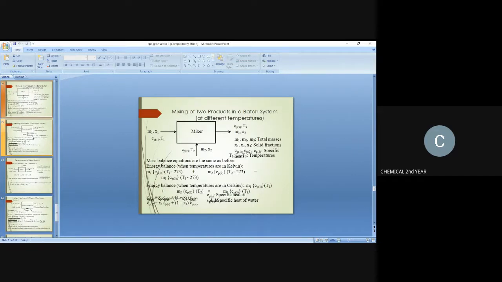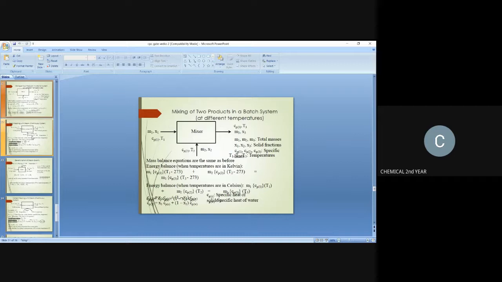Next, mixing of two products in a batch system at different temperatures. Here, M1 will be the total mass of the input of substance 1, and X1 will be the solid fraction of substance 1. Cp1 is the specific heat of substance 1, and T1 is the temperature of substance 1. Similarly, M2 will be the total mass of substance 2, X2 will be the solid fraction of substance 2, and Cp2 and T2 will be the specific heat and temperature of substance 2.